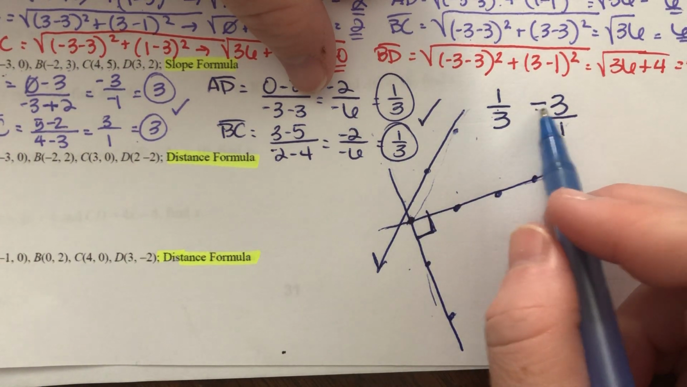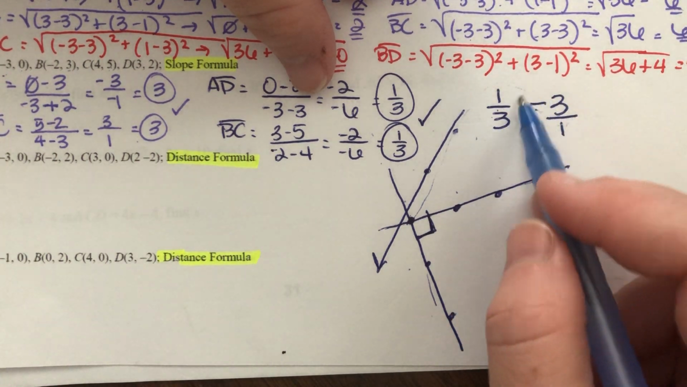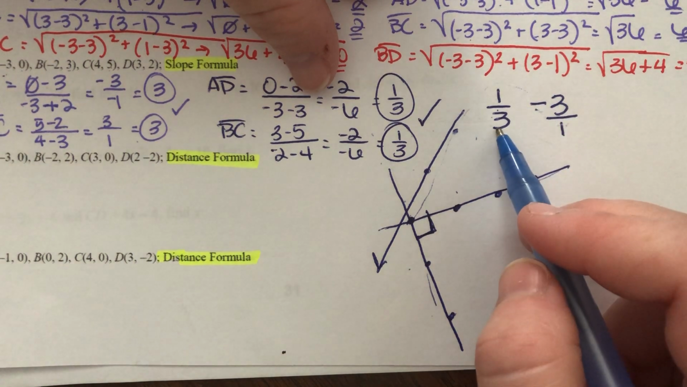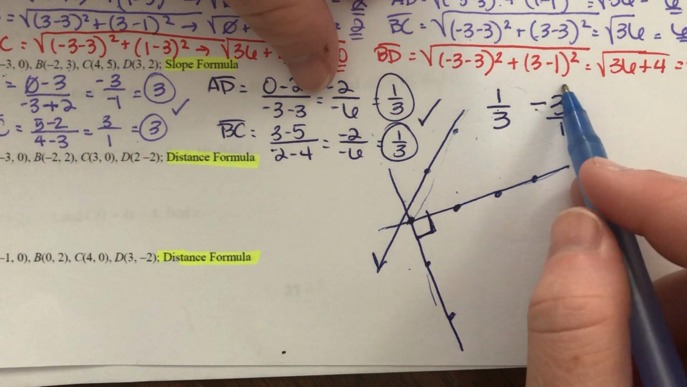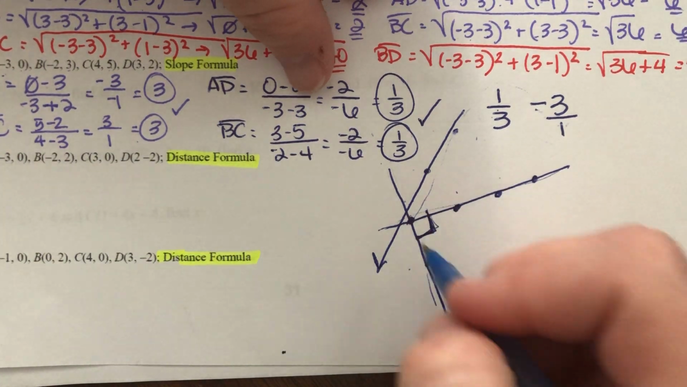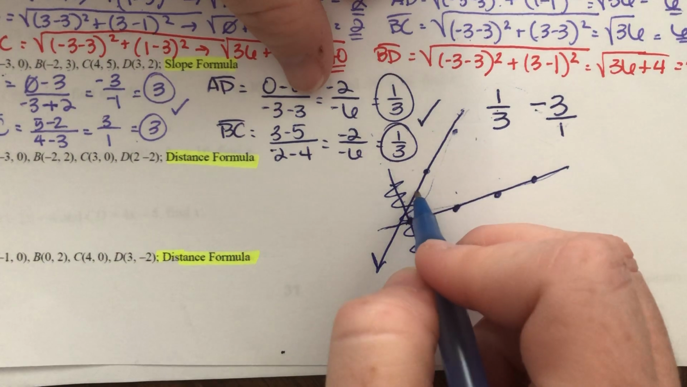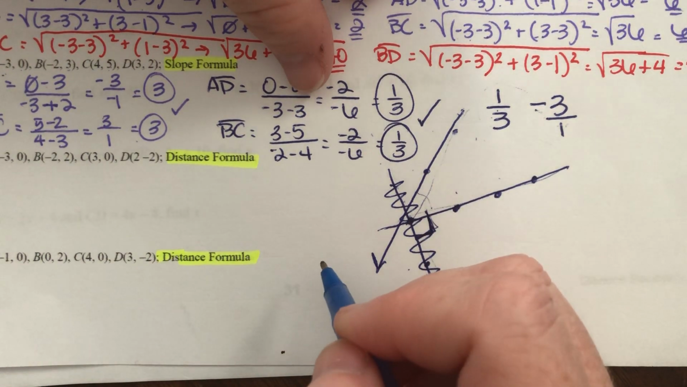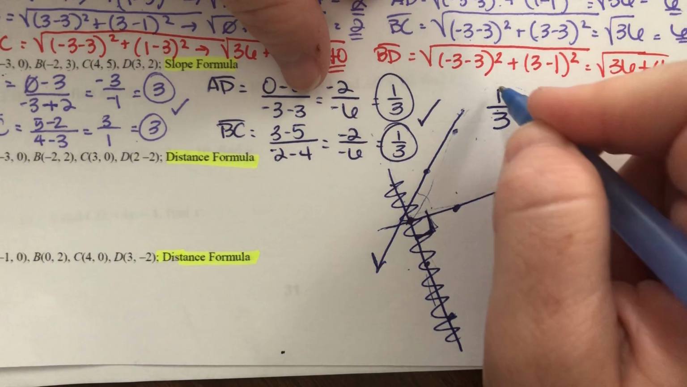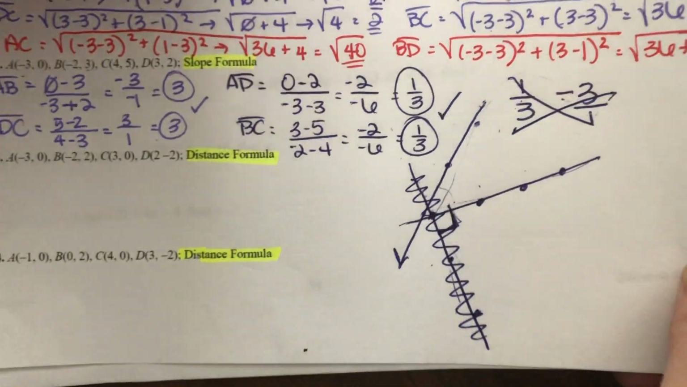So that negative sign makes a difference. If one of the slopes is positive, the other has to be negative. If the first slope is negative, the other has to be positive. They have to have opposite signs to form a 90-degree angle. This is not what we had. This is what we had, right? And that does not form a 90-degree angle. So even though they look close, this is not a rectangle. So out to the side, I would just write no.